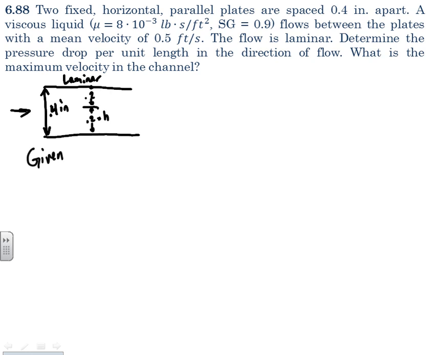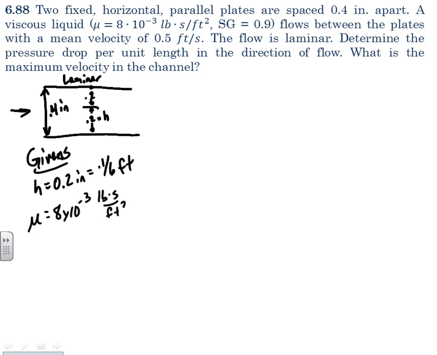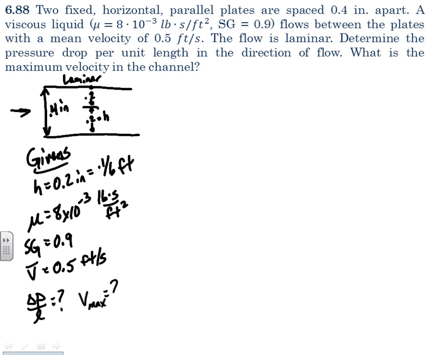So let's start to jot down our givens. Okay, we have that h is equal to 0.2 inches, which is equal to 0.1 over 6 feet. Right, we have our viscosity is 8 times 10 to the minus third pound-seconds per foot squared. Our specific gravity is 0.9. Our average velocity is equal to 0.5 feet per second. And we are asked to find what is the pressure drop, delta P, per unit length. And we're also asked to find what the maximum velocity is.